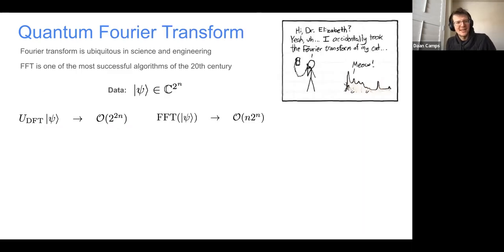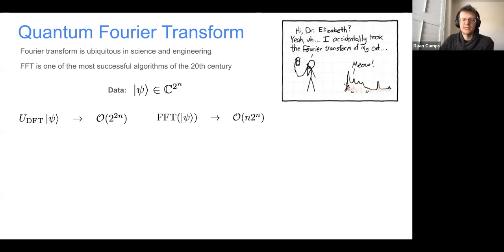Okay. And then I'll finish with an example algorithm before I hand it back over to Katie. So one well-known algorithmic primitive is known as the quantum Fourier transform, and we all know the Fourier transform as a very useful tool in many science and engineering applications where you are interested in some frequencies in some data set. And at the same time, the fast Fourier transform has been one of the most successful classical algorithms of the past century.